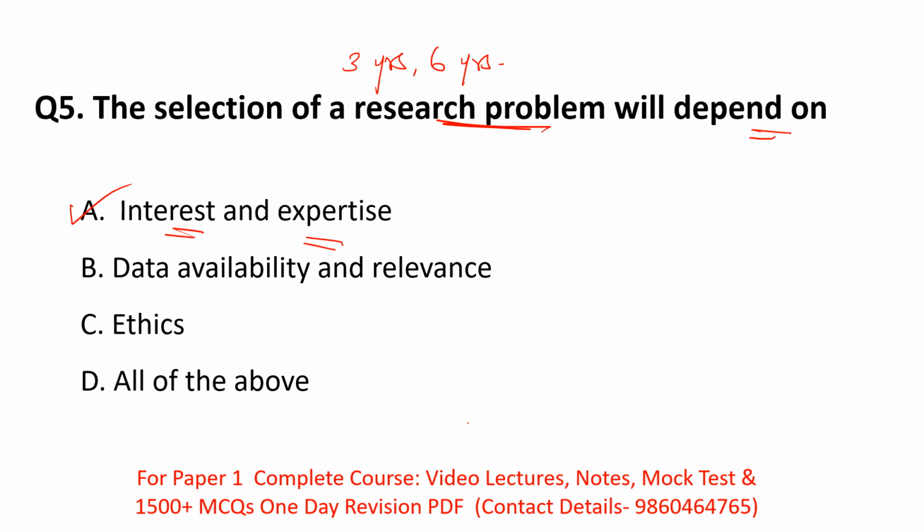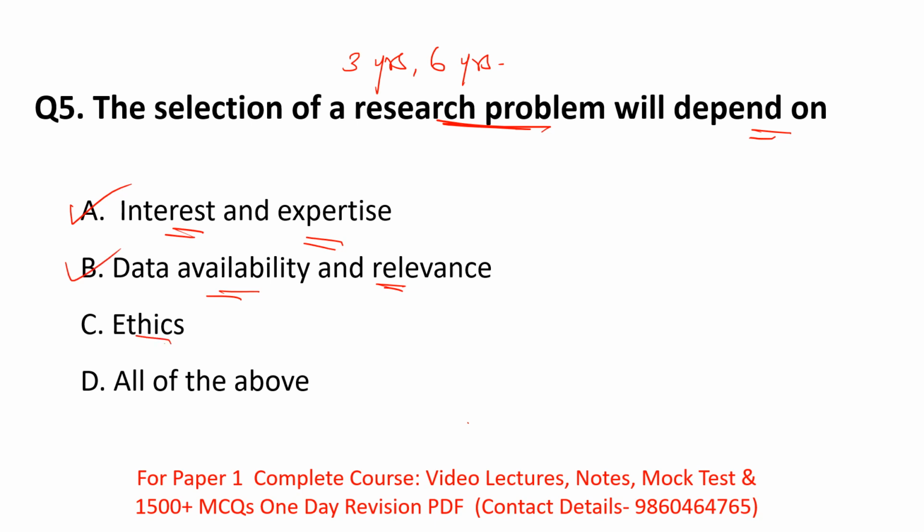And then option B, data availability and relevance. Yes, whatever research problem you are choosing, references should be there on that problem, meaning previous knowledge, what researchers previously did on that research topic. So relevance, references and some data should be there on your research problem previously. So option B is also correct.